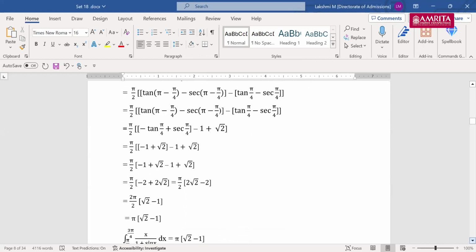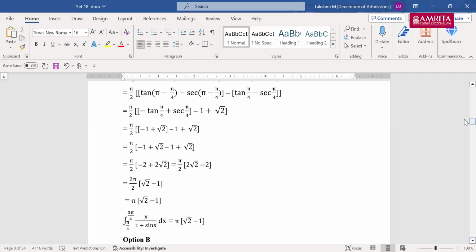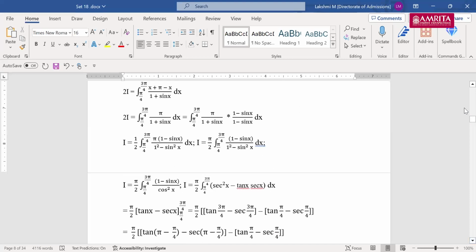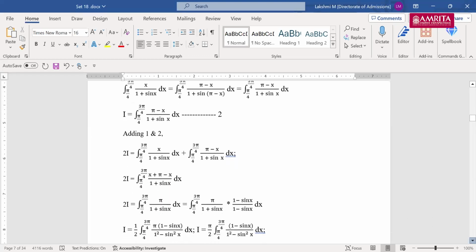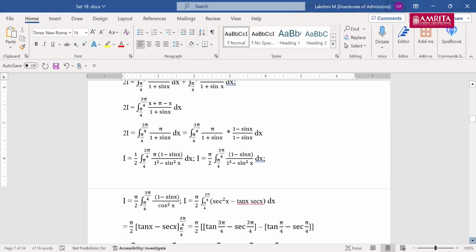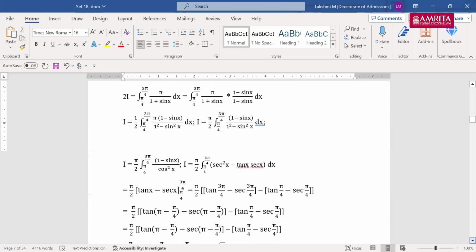I think somebody has typed it's pi into root 2 minus 1. That is option B. So I'll just show it again. We have started from here. I know all of you have been to this point. Now just the solving only that you have to be careful about. You can rationalize this term by multiplying it with the conjugate. So 1 minus sin x by 1 plus sin x. This is 1 minus sin square x, that is cos square x. So 1 by cos square x and sin x by cos square x. You have the terms here. You have simplified it as sec square x and tan x sec x.